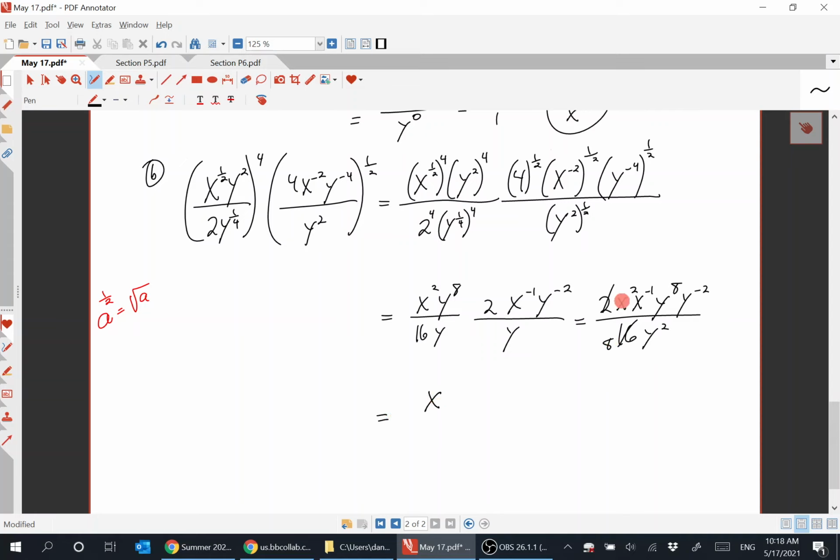So this becomes x to the 2 minus 1 is just x to the 1. Y to the 8 minus 2 is y to the 6, over 8y squared. So y squared on the bottom, y to the 6 on the top. Cancel that in here. 6 minus 2 is 4. Right? So the y squared cancels with the y to the 6th. And I have x, y to the 4 over 8.